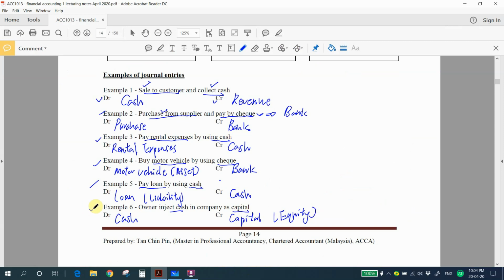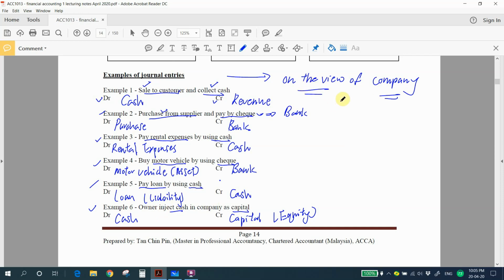Please take note that when we prepare the journal entry, we prepare it on the view of who? We prepare on the view of the company. We do not prepare on the view of supplier, customer, or the owner. We always prepare on the view of the company. Taking example 6 as an example, you may argue that, sir, owner cash will become lesser because they put their own money into the company. But please take note that the journal entry, we always prepare on the view of the company.